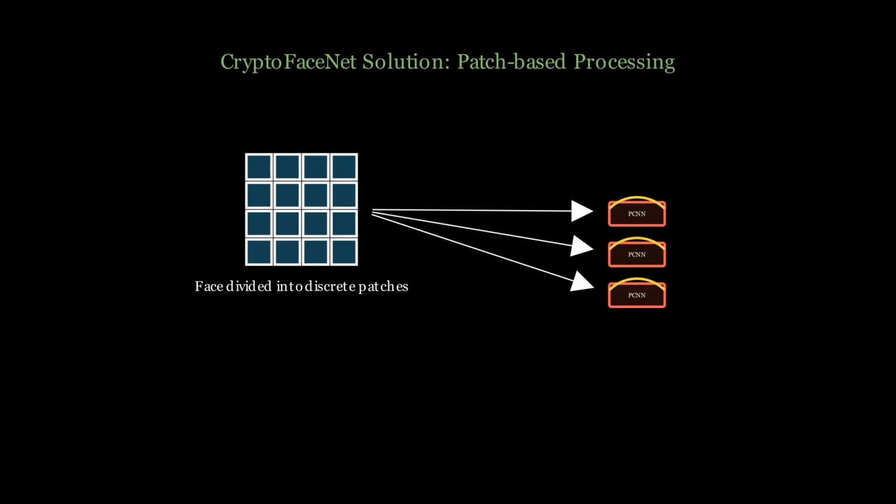By executing these shallow networks in parallel across all patches simultaneously, we achieve two monumental victories. First, we completely prevent the catastrophic noise accumulation, ensuring the ciphertext remains fully decryptable. Second, we drastically reduce the computational latency on the cloud server.